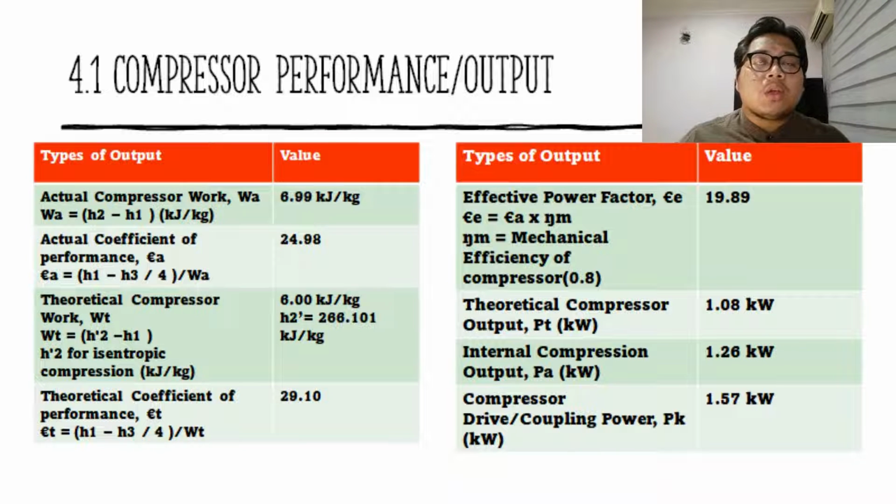After that, I will talk about 4.1 compressor performance or output. As we can see from this table is the result of values from the calculation for different types of output. First is actual compressor work, where the value is 6.99 kilojoule per kg. The second is the actual coefficient of performance, which is 24.98. There are many other types of output such as theoretical compressor work and theoretical coefficient of performance and many more. All types of output have their own value.